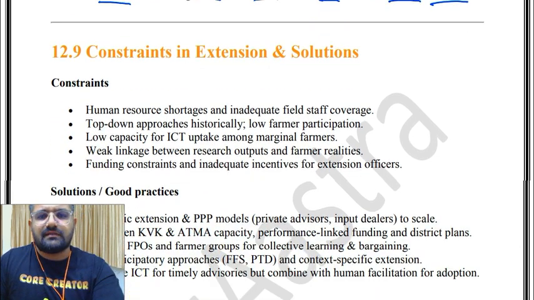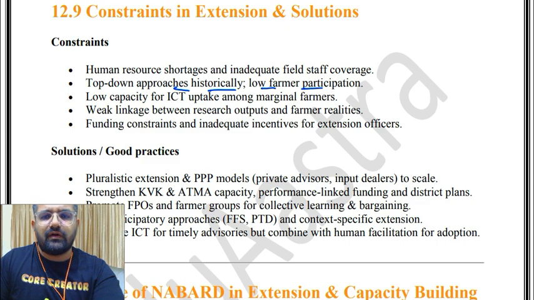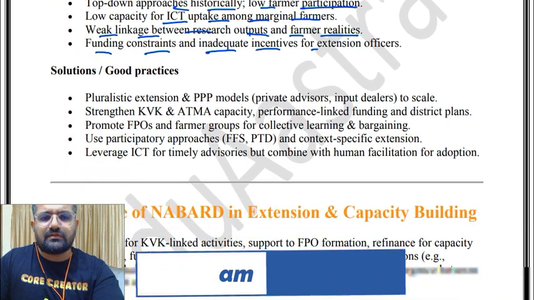Then constraints in extension and solutions. So human resource shortages and inadequate field staff coverage, top-down approaches historically, low farmer participation, low capacity for ICT uptake among marginal farmers, weak linkage between research output and farmer realities, funding constraints and inadequate incentives for extension officers. Then solutions, good practices.